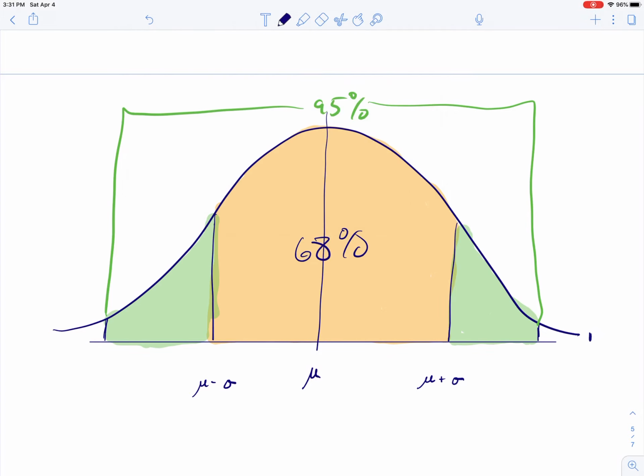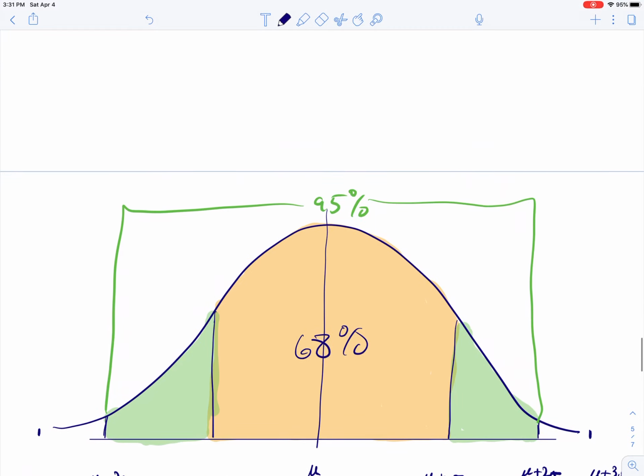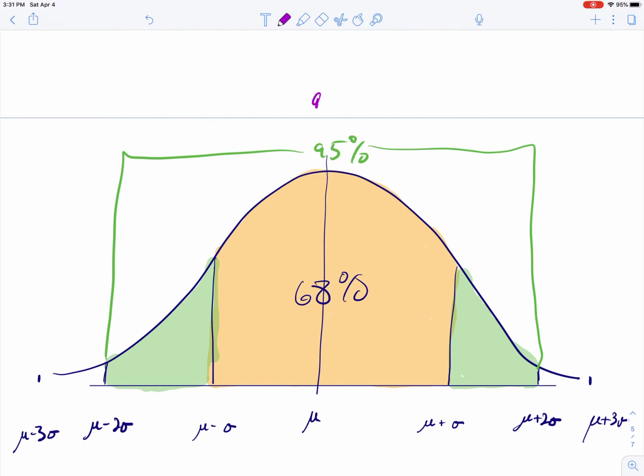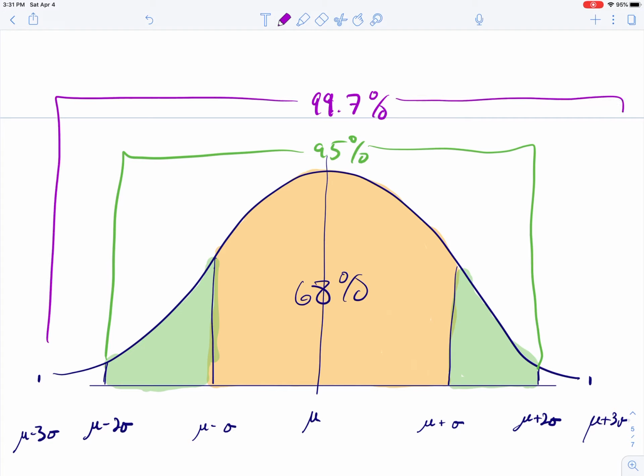This was mu plus 2 standard deviations. This was mu minus 2 standard deviations. And then if we said mu plus 3 standard deviations and something like out here, mu minus 3 standard deviations, that's going to encompass about 99.7% of the data. So this is 99.7% of the data. It's going to basically go from here within plus or minus 3 standard deviations.